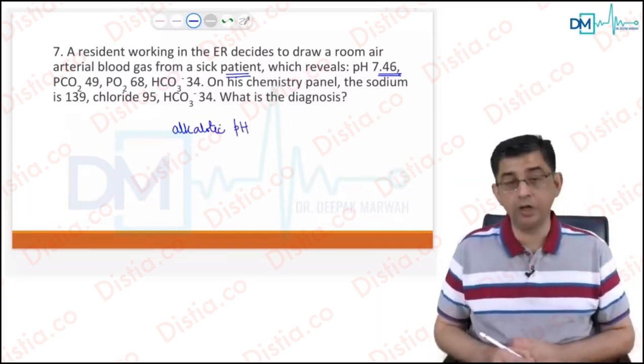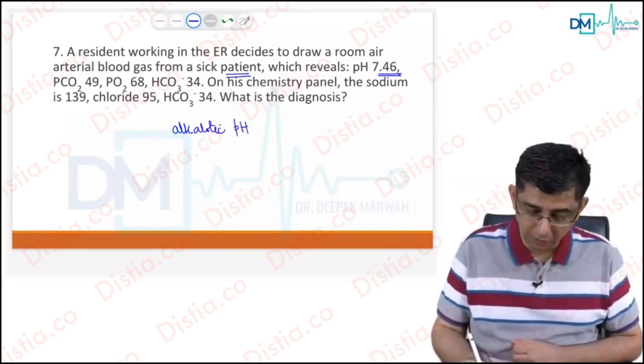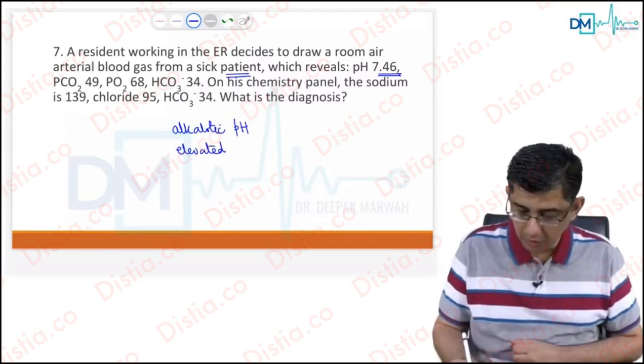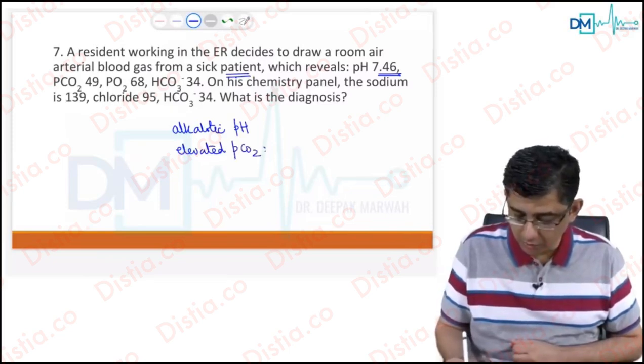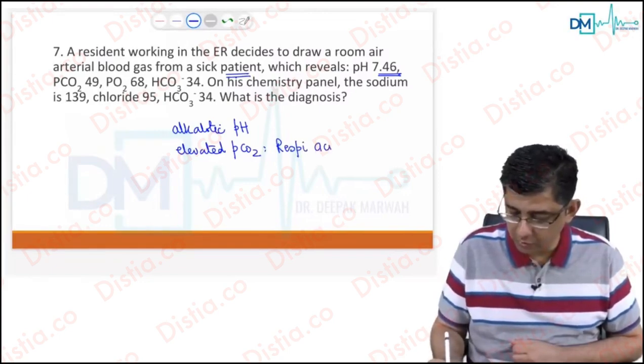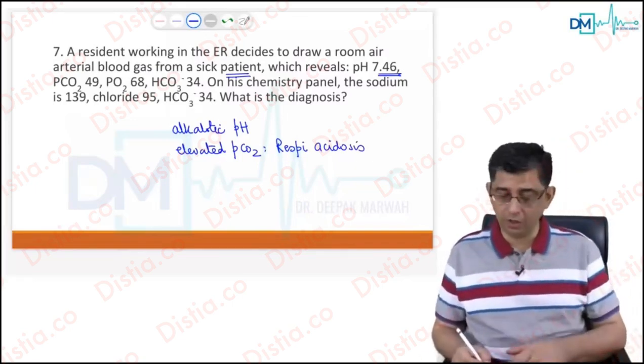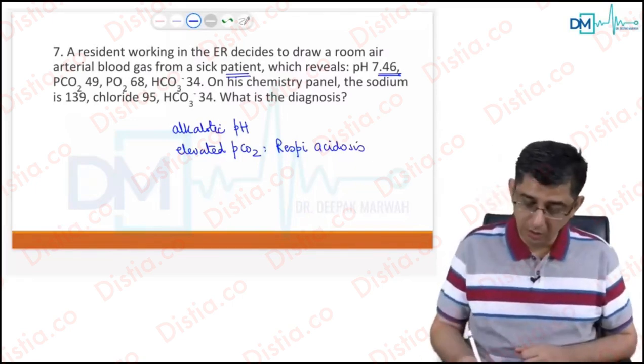In this patient with an alkalotic pH, when I look at the value of CO2, it is an elevated PCO2. Elevated PCO2 does not explain the alkalotic pH of the patient, because elevated PCO2 should cause a respiratory acidosis, and this patient is rather having an alkalotic pH, so carbon dioxide is not the cause.